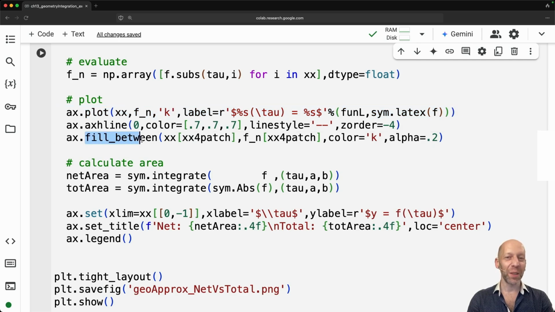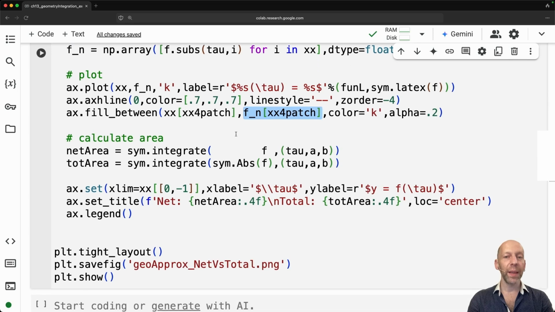And here I'm using the function fill between to draw the patches, 1 patch per axis, for these x-axis coordinates and these function values. And here is the key calculus part of this code, this for loop. I'm using SymPy to integrate either just the function within these bounds for this variable, or the absolute value of the function. And this is how we get the total area. So it gives us the net area, and this gives us the total area.